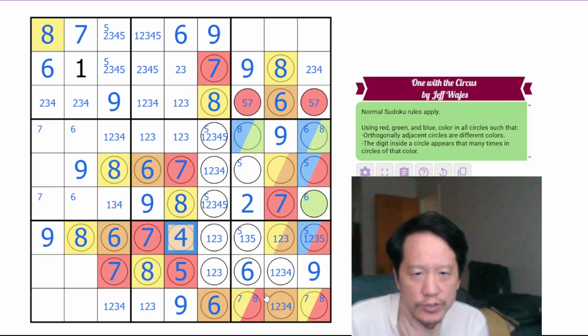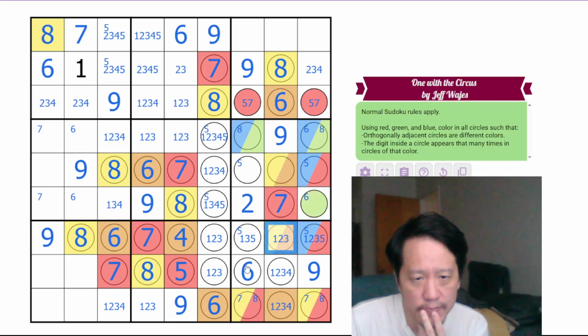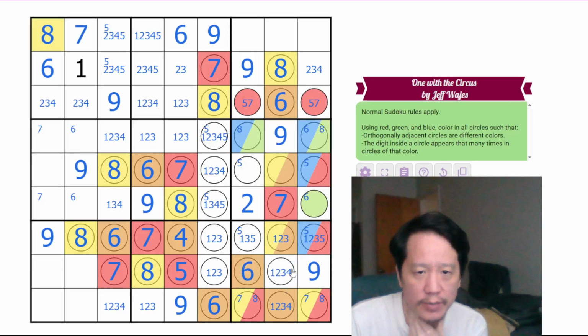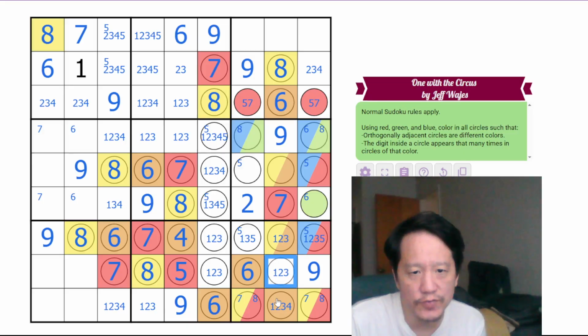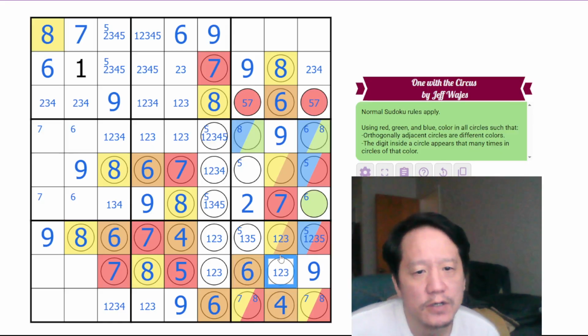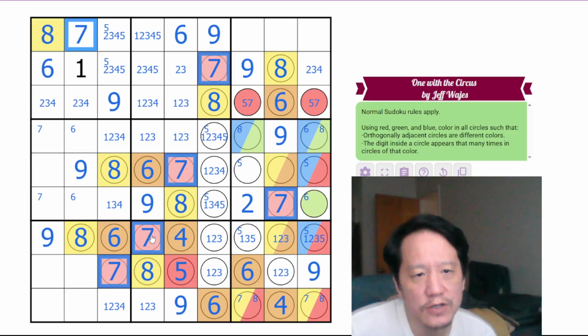4 is orange also. So 4 has to be one of those 3. This 2 eliminates 2 there. So this is orange. So 4 cannot be here, which is fine. And this is 4 and is orange. That's satisfied there. I mean, it's looking okay.